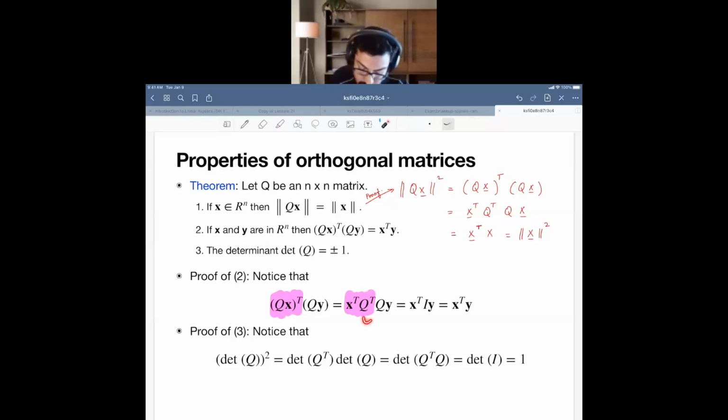Next, you have Q transpose multiplied by Q, giving you an identity because it's an orthogonal matrix. Q transpose equals Q inverse. You're left with x transpose y.